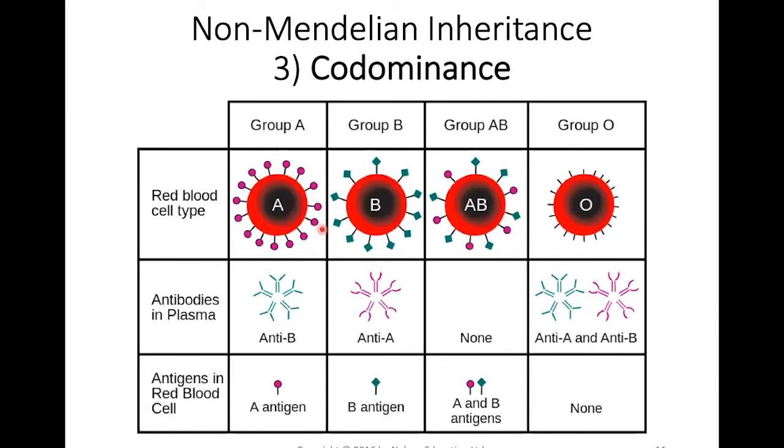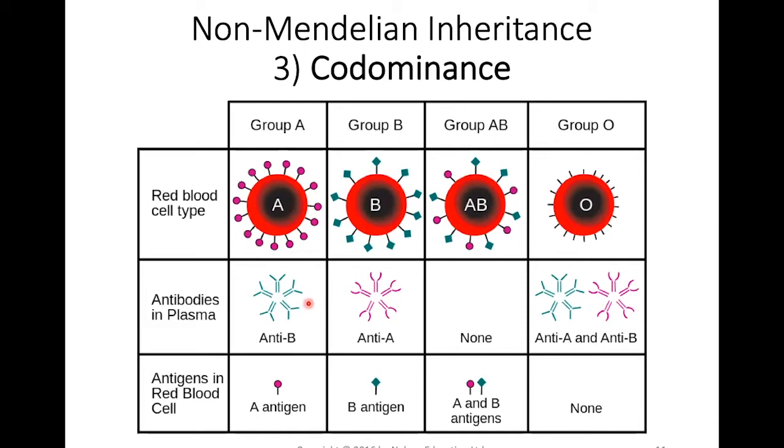Now, when determining who can donate blood to who, we have to consider what type of antigen you have on the surface of your red blood cell. If you are type A, then your body is going to recognize the A antigen that you have on all of your red blood cells as a normal antigen. It'll recognize it as self.